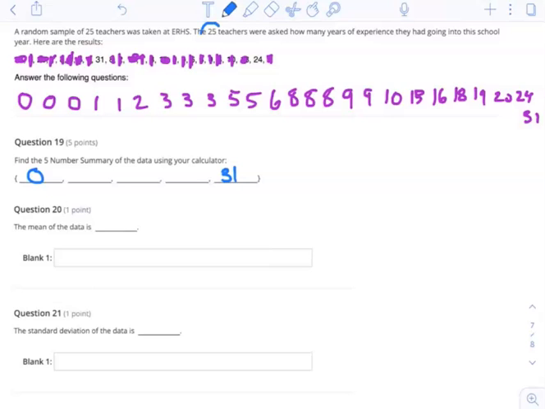When you have 25 teachers, if you want to find the middle, you cut 25 in half. 25 divided by 2 is 12 and a half, which means there's going to be 12 numbers on either side of the median. So we're going to find the 13th number. 1, 2, 3, 4, 5, 6, 7, 8, 9, 10, 11, 12, 13. So I should have 12 numbers here and 12 numbers here. Yep, looks good. So the median is 8.